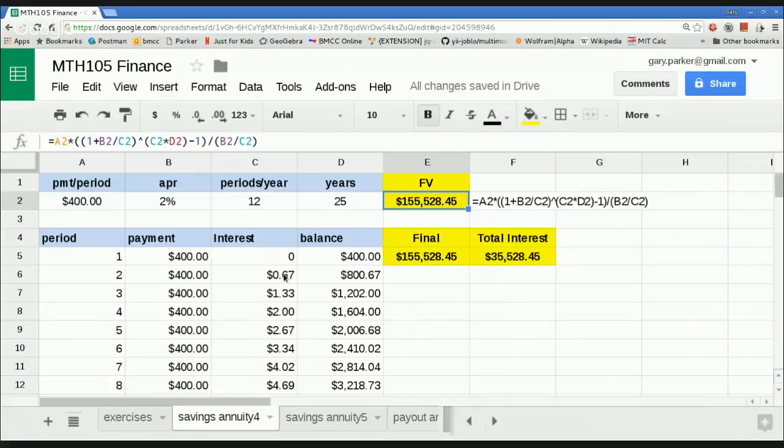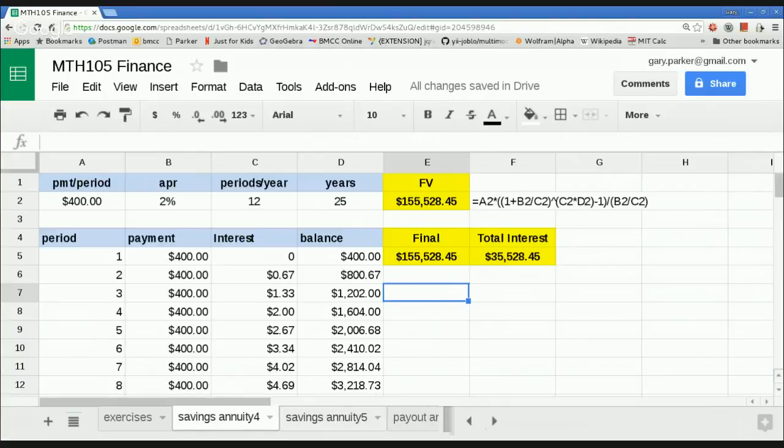Alternatively, simple interest formula and some additions with relative and absolute references allow me to generate a spreadsheet that calculates month by month what's happening with my account, which is pretty darn cool. So I'll share this with the class later, this whole spreadsheet. It's a very nice thing to be able to do. So that's a savings annuity.